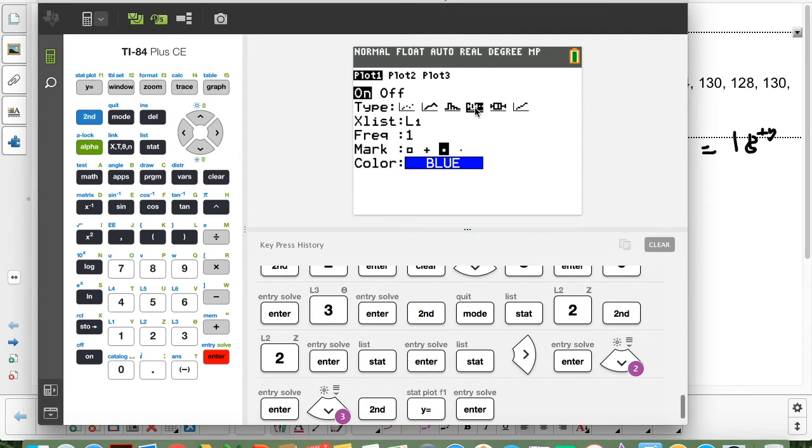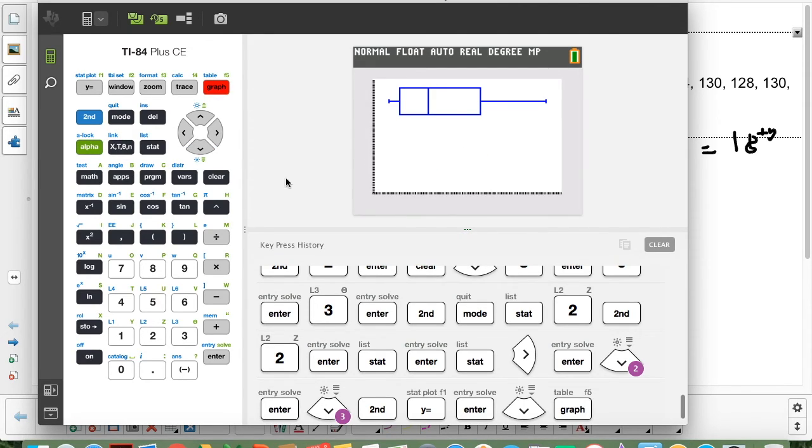I want the one with the 2 little dots. And what you have to do, you go down, and if you have the box plot, there's 2 levels, one here, one here. Just keep going right. Don't try and go down because you go past it. And all you do is highlight this. Then you hit Graph. And you hit Zoom 9.